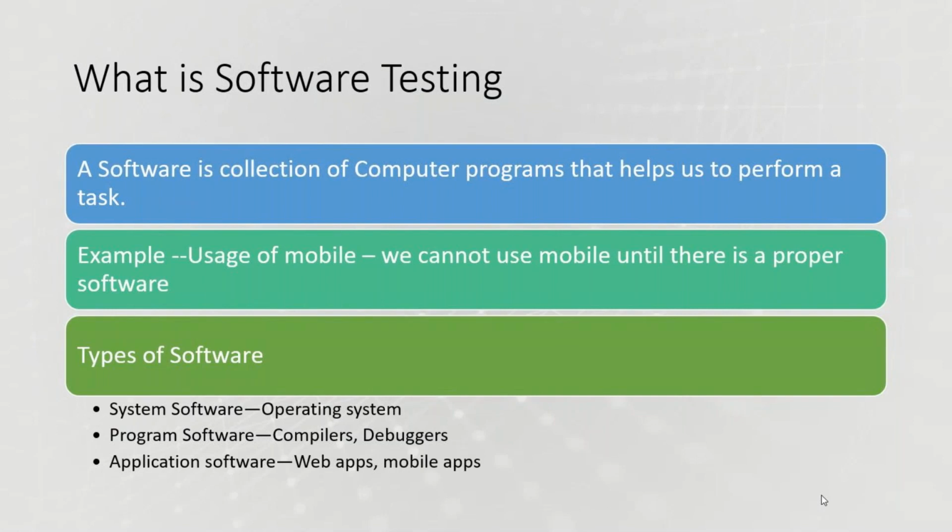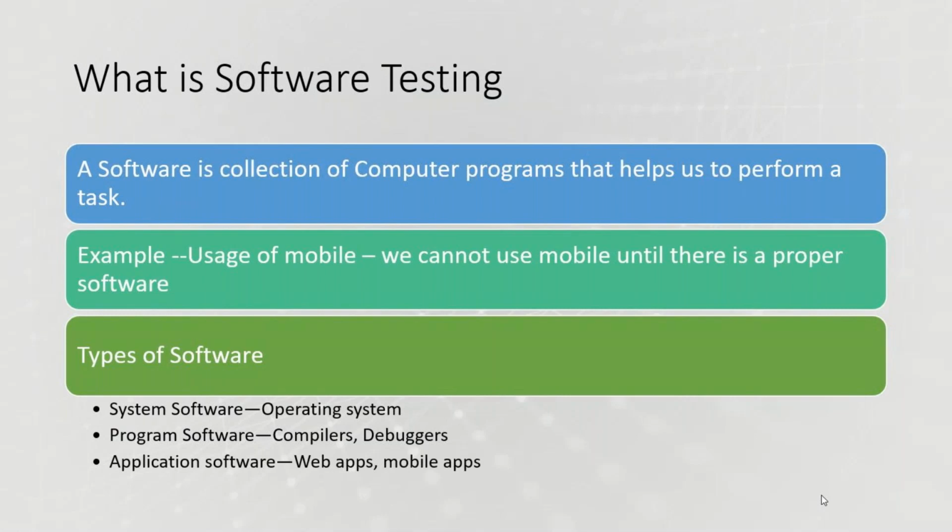Suppose there is any issue that comes up, you go to the customer representative and say, okay, this is not working, can you help us? So he compiles or debugs what the issue is with some special software he has on his machine. That is called program software. Program softwares are nothing but compilers or debuggers.